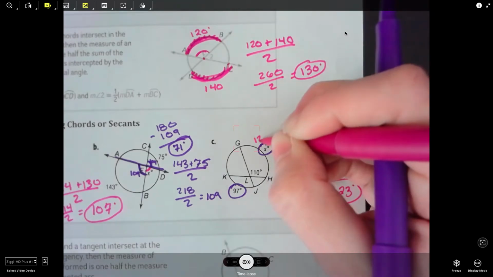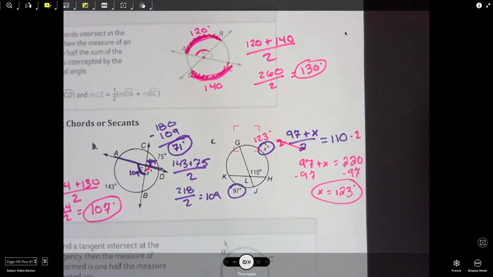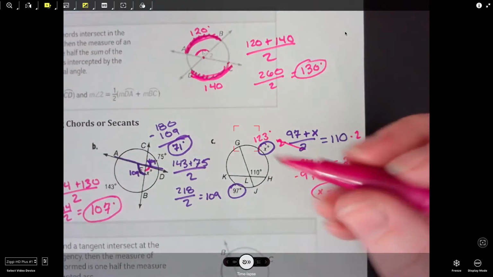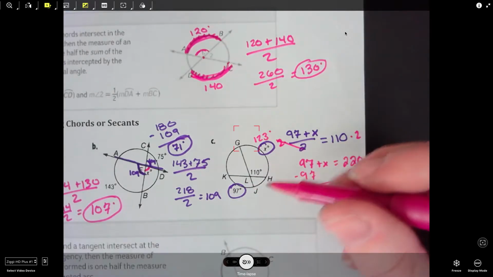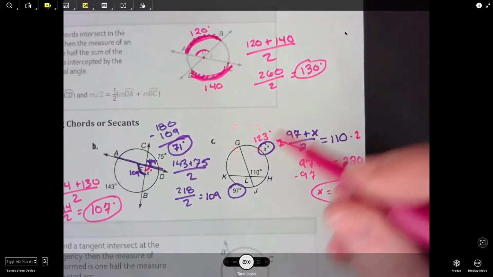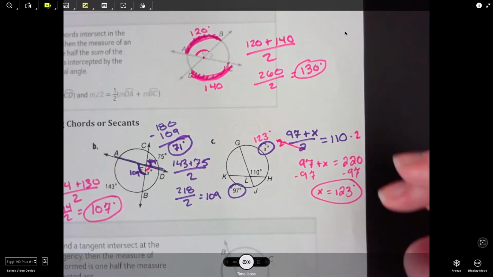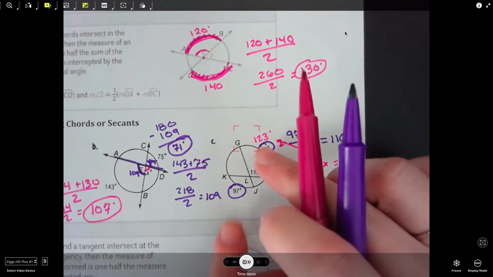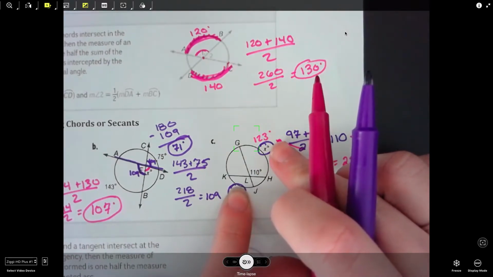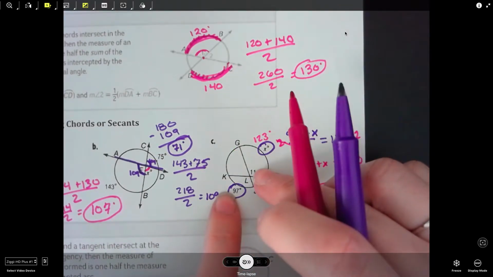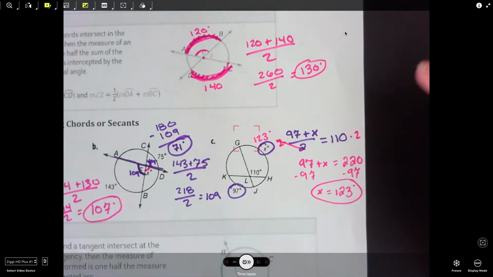That's what P is up here. 123 degrees, all right? If you want to check that, adding 97 to 123 and dividing that by 2, you should get 110. But working backwards, that's how we did that there, all right? So just remember that you're averaging these two. You're setting those two arcs, adding them together, dividing by 2 to equal that middle angle there, okay?